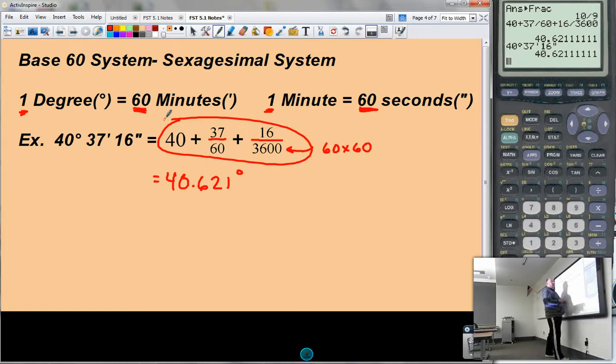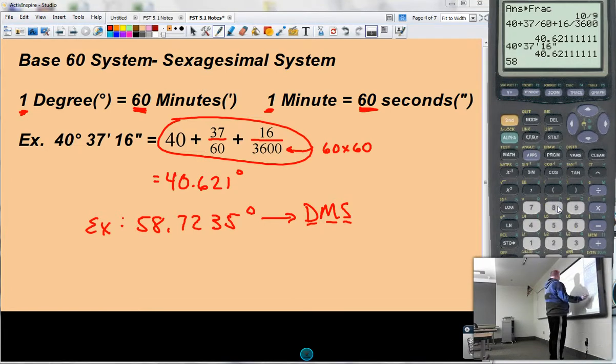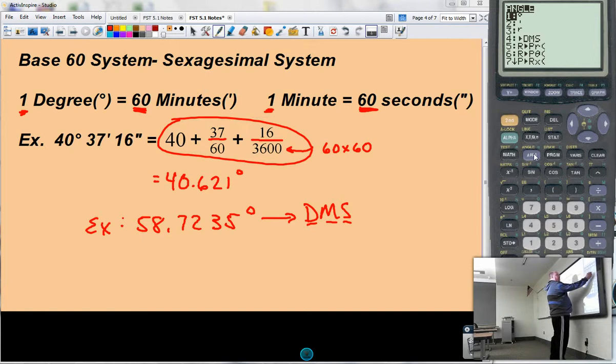Now the other nice thing that you could do here is, let's say I give you 58.7235 degrees, and I want to convert it to degrees, minutes, and seconds. DMS, degrees, minutes, seconds. What I can do is take my calculator, type in 58.7235, and then if I go back to where my angle is, underneath degree, underneath minute, choice number 4 says arrow DMS.